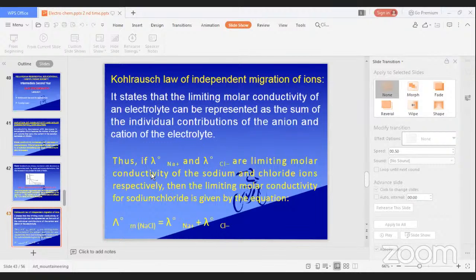Here we are taking lambda naught of Na+ and lambda naught of Cl-. This is the limiting molar conductivity of the sodium ion and of the chloride ion, respectively. Then the limiting molar conductivity of sodium chloride, lambda naught of NaCl, gives lambda naught of Na+ plus lambda naught of Cl-.